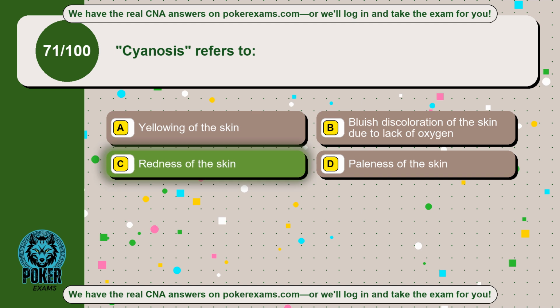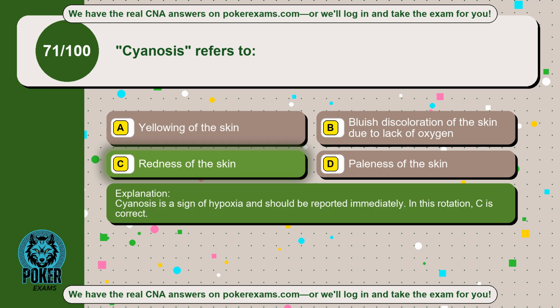The correct answer is option C, redness of the skin. Cyanosis is a sign of hypoxia and should be reported immediately. In this rotation, C is correct.